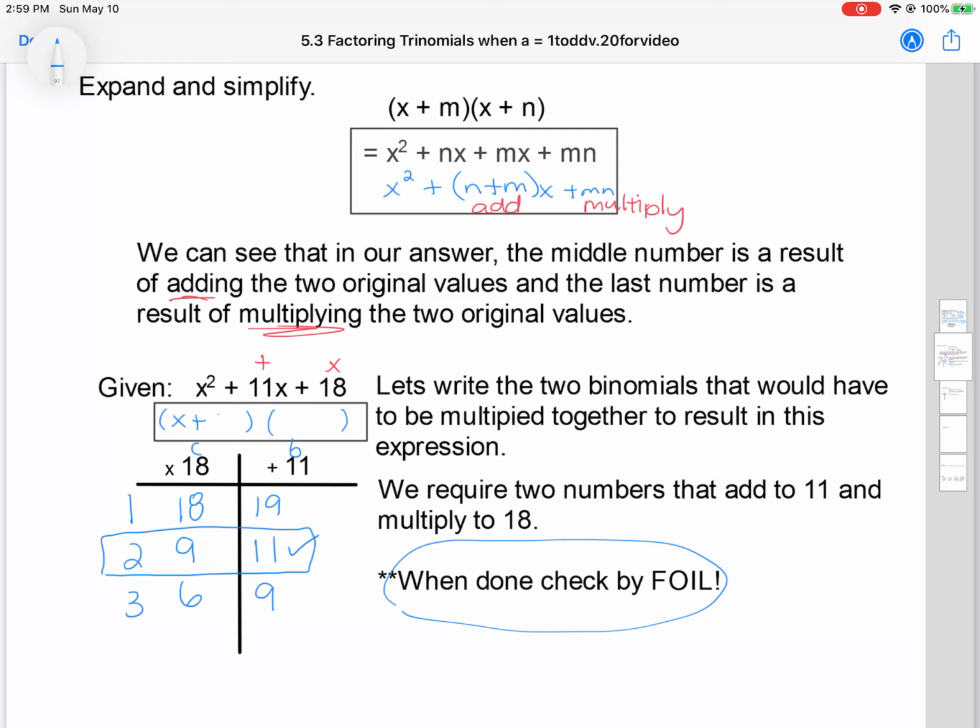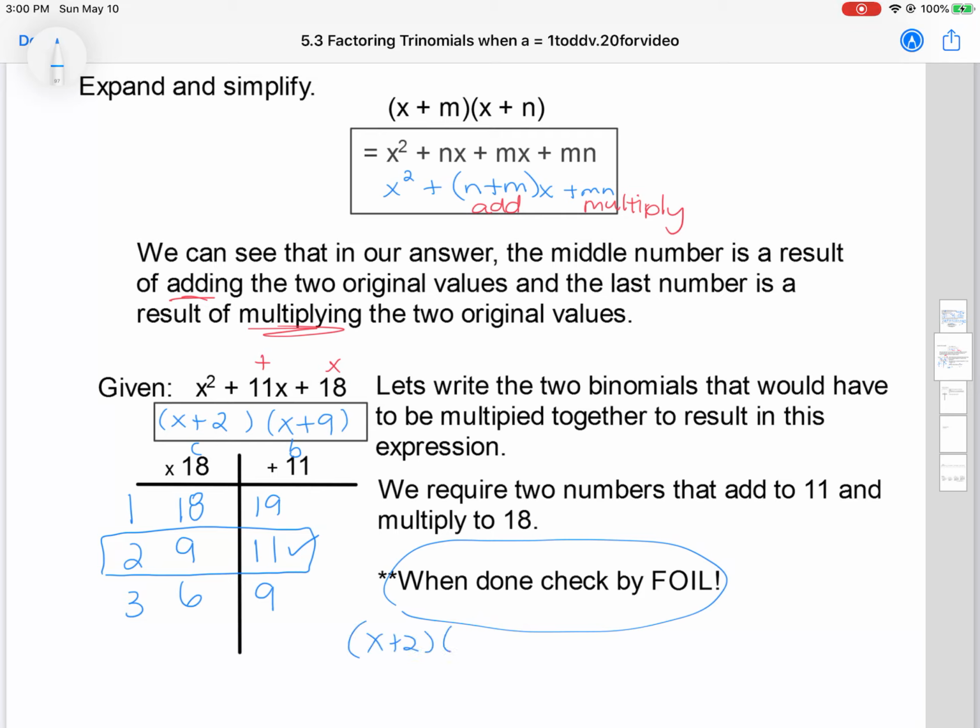But most people then will put the smaller number in the first one and the larger number in the second one. But you don't have to. I could have written x plus 9 times x plus 2, and it's the same thing. So when you're done, you can check by FOIL, which is nice, okay?